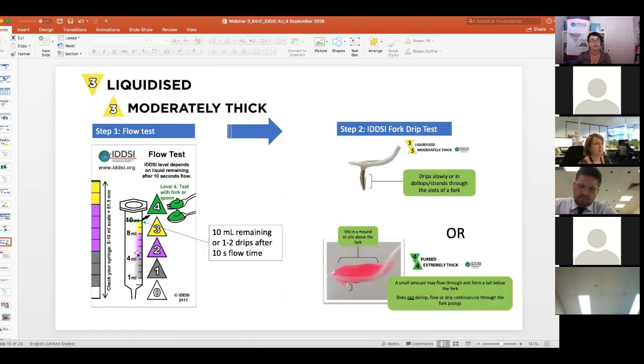So for liquidized and moderately thick liquids then, the procedure is that you start with the IDDSI Flow Test. And if after 10 seconds of flow there's 10 mils still remaining, or if you've got 1 or 2 drips there, then we move across and use the IDDSI Fork Drip Test. And we work out, based on the pictures and the descriptions, which category it falls into. And if it doesn't fit into either category, it literally means that it has no classification. It's neither a level 3 nor a level 4, and it will either need to be thinned out or thickened to move into one of those thickness levels.